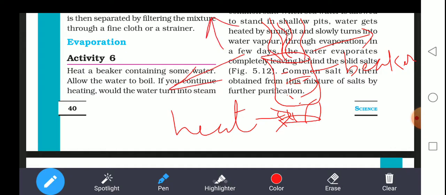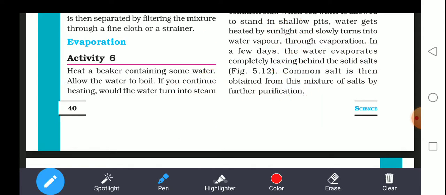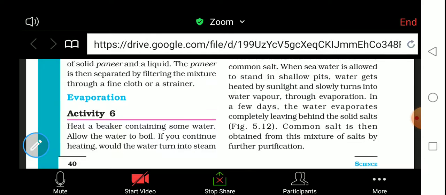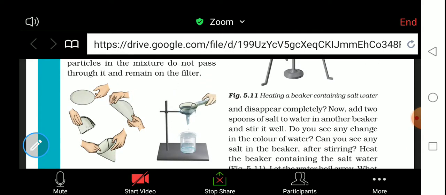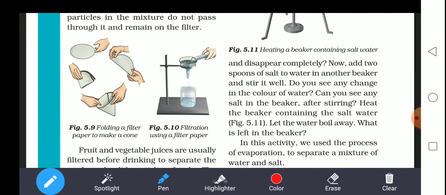No need to worry. Would the water turn into steam? Yes, it turns into steam. The liquid water starts converting into steam and it will disappear completely. Now add 2 spoons of salt to water in another beaker and stir it well. You have just done an experiment by boiling, by supplying heat.